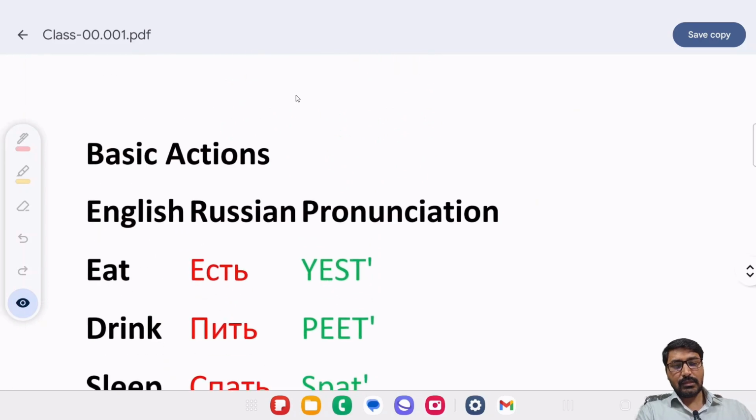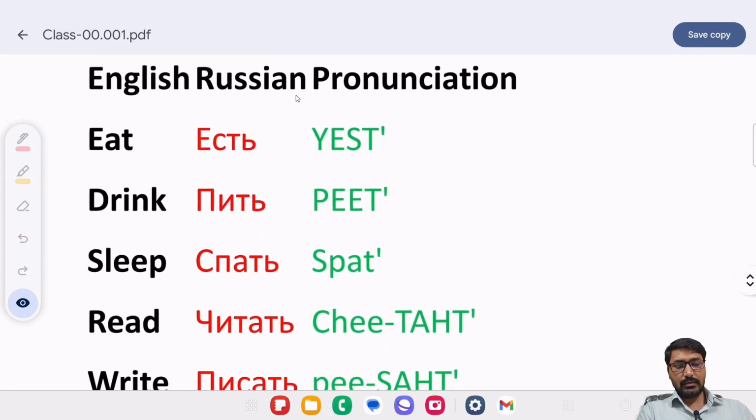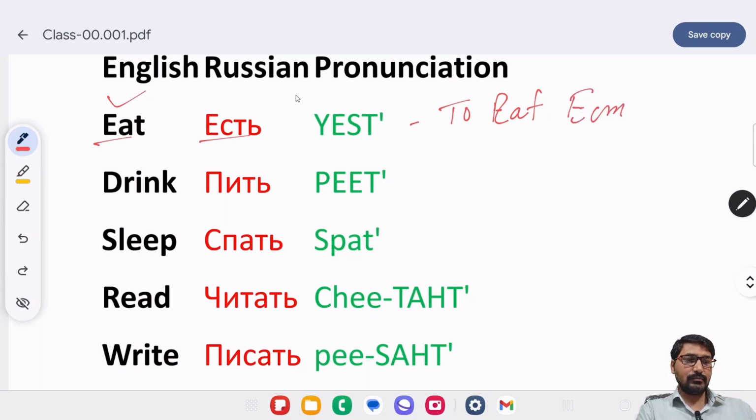Basic action is there. Okay. So here, let's see. What is this? Eat. Eat is khana in Hindi, but eat in English. That is есть. Есть means eat. To eat. What is that? To eat. Есть. How to write? Like that. And even I write есть.